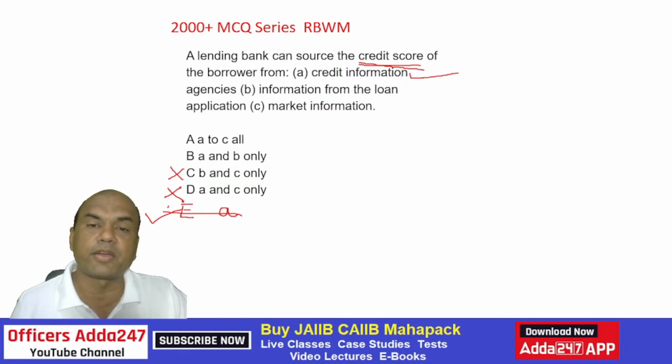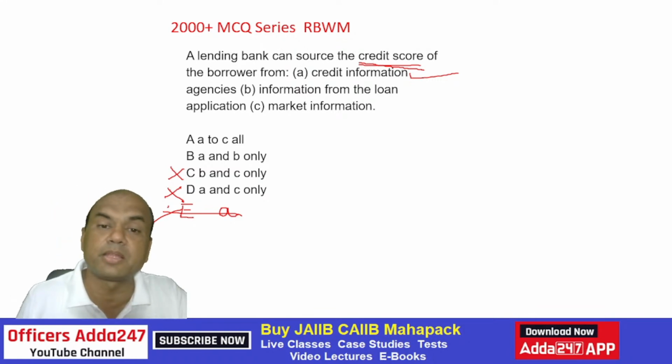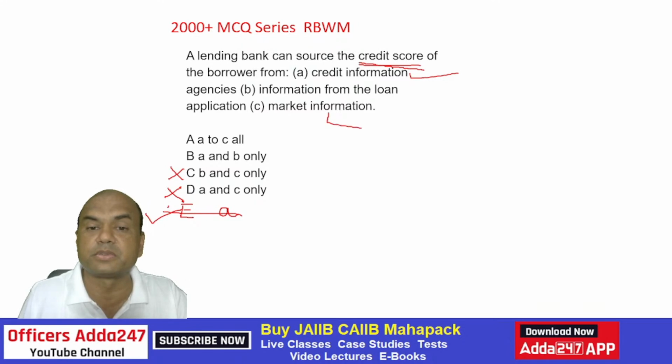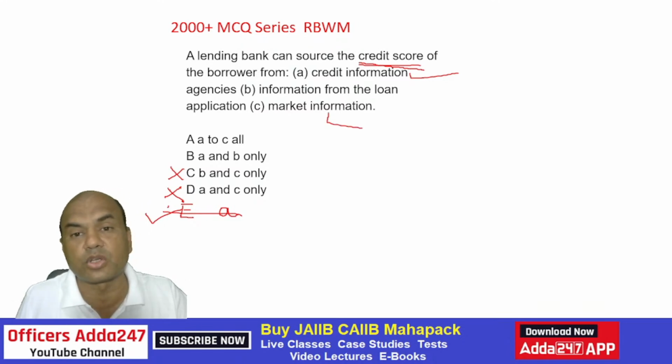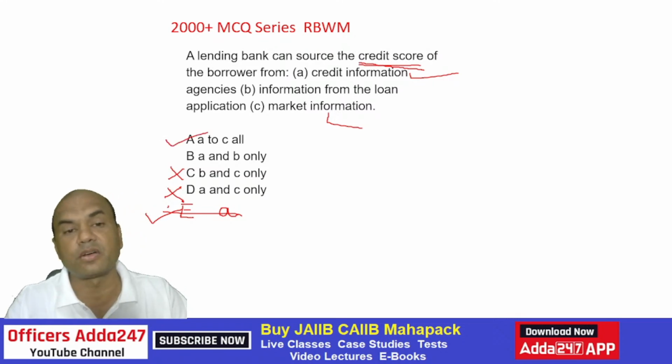It means if I have to give a loan to somebody, I'll have to check the market information also. What does the market say? Generally, this is applicable in business loans, small business loans. We give loans to those shopkeepers and small SMEs, right? MSMEs. So there we get this market information. So it is A to C, all of them. This is the answer. A to C all.